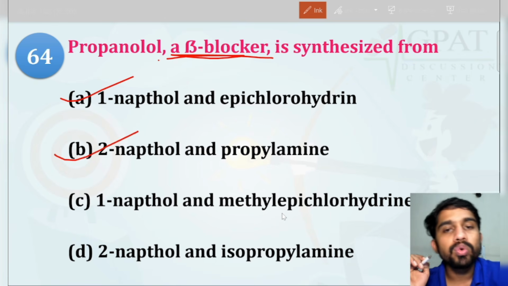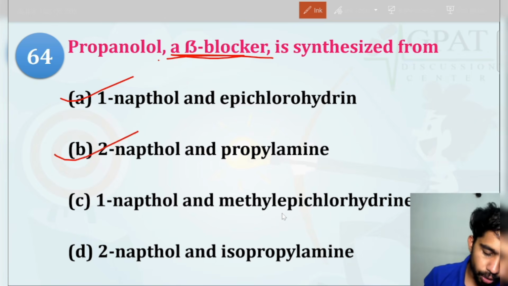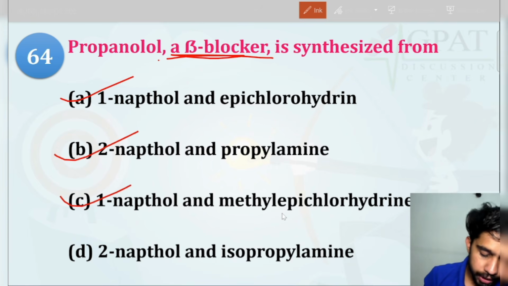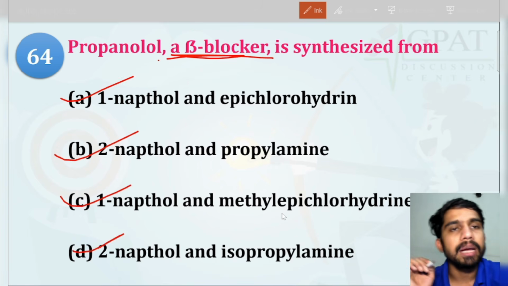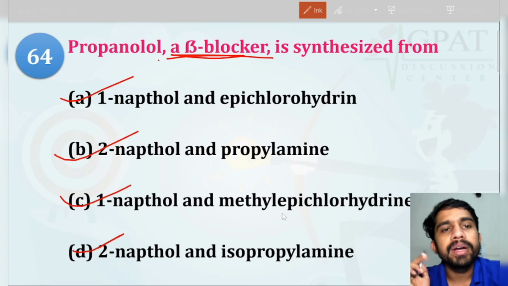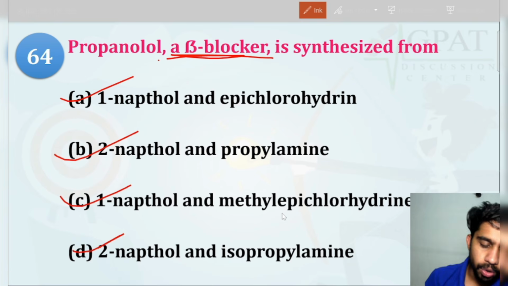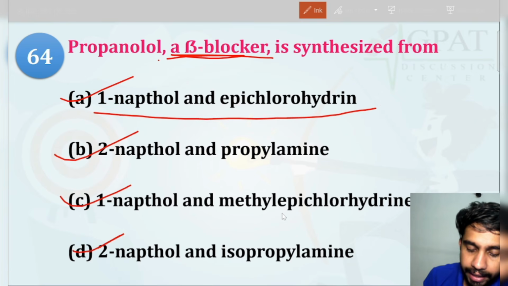The second option is 2-naphthol and propylamine. The third option is 1-naphthol and methyl piperidine, and the second last option is 2-naphthol and isopropylamine. So propranolol, that is your beta blocker, is correct. What is the starting material for its synthesis? The starting material for the synthesis of propranolol is 1-naphthol and epichlorohydrin.